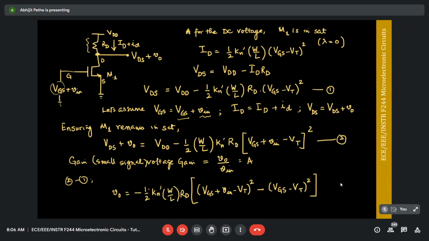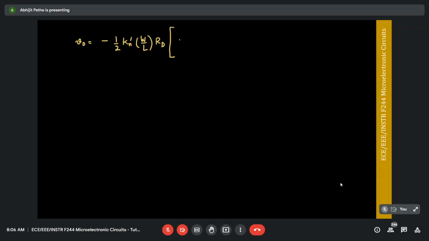Let's club these two together. So it becomes VGS minus Vt the whole squared, plus 2 times Vin times VGS minus Vt, plus Vin squared, right? Minus VGS minus Vt the whole squared, right? I'm just expanding what is within the bracket. This cancels, and what we're left with is these two terms.